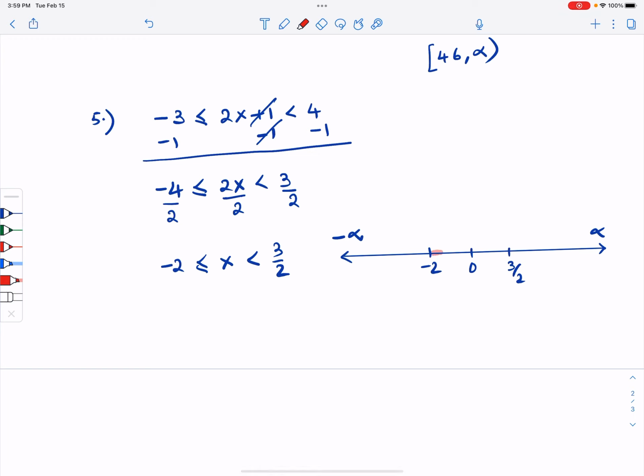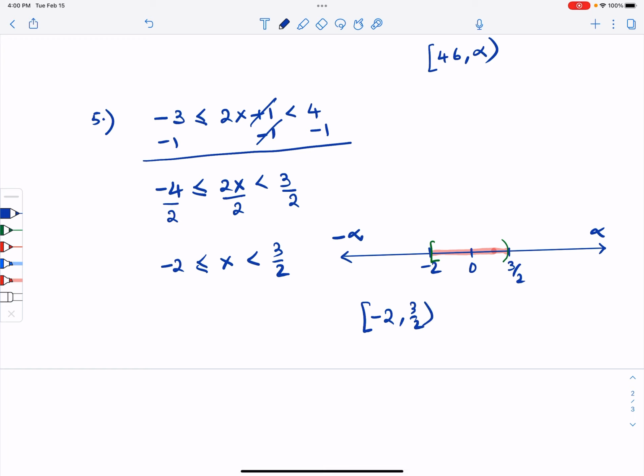So x would start with all the values going this way, and it's greater than or equal to, so there's a square bracket there. But then it says that x is less than 3 over 2. So you can only go up to 3 over 2 for your values of x, and then you close that because you're not including the 3 over 2, okay? So that leaves you with a solution set of negative 2, comma, 3 over 2, close, okay?